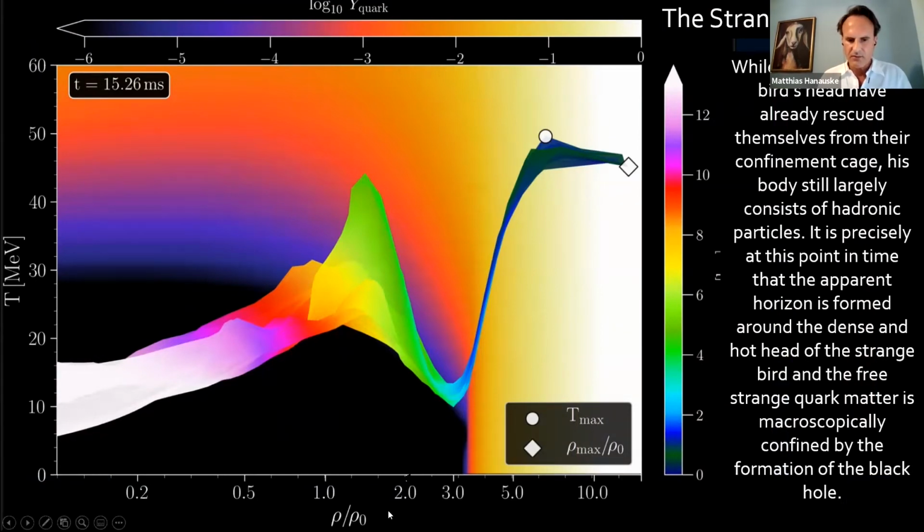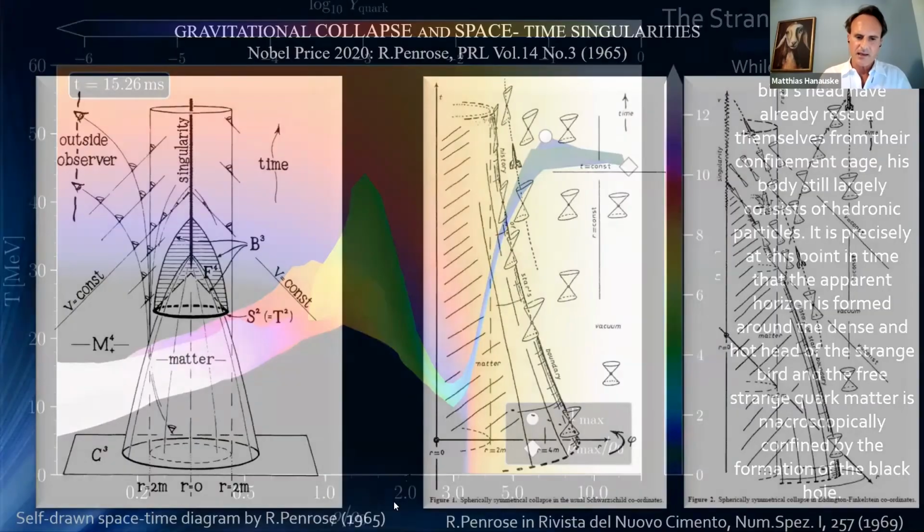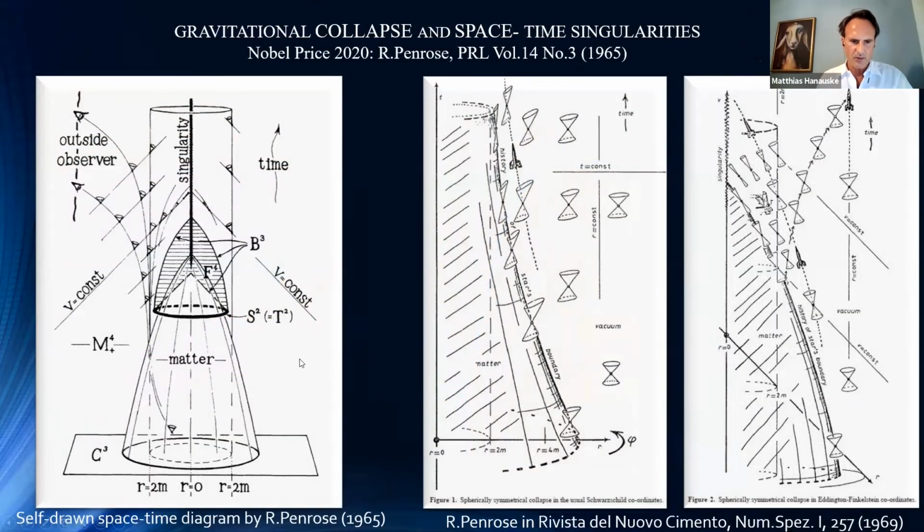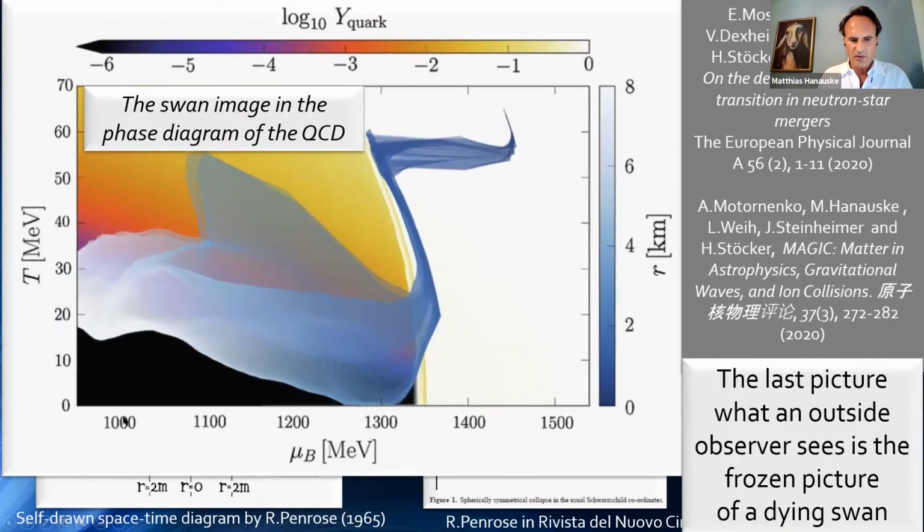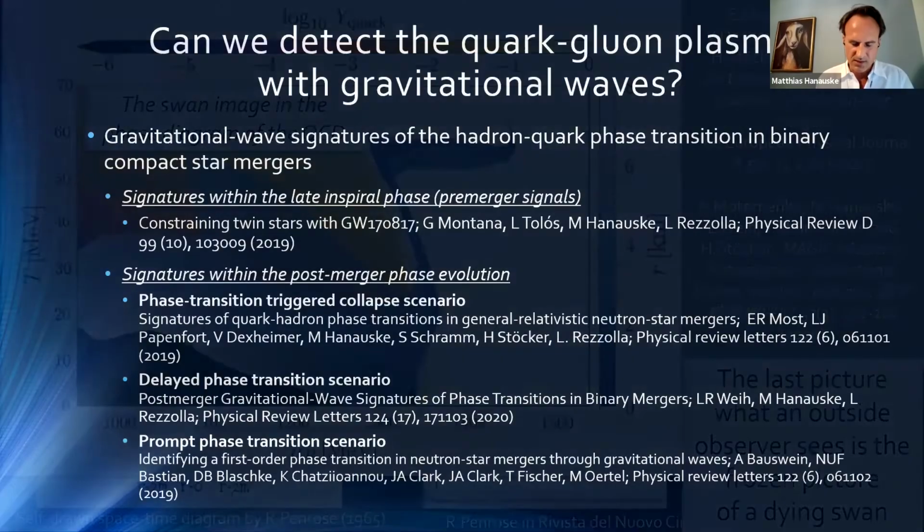If you plot it not as a function of density, but in the chemical potential, you see the following. Just to explain, this is a similar thing as Penrose discussed in his Nobel Prize article. So the matter is now collapsing, the trapped surfaces are formed here, and this is the last picture an outside observer could see. And if you plot the strange bird as the chemical potential, it looks like such a swan picture over here. What an outside observer sees is the frozen picture of a dying swan, one could say.